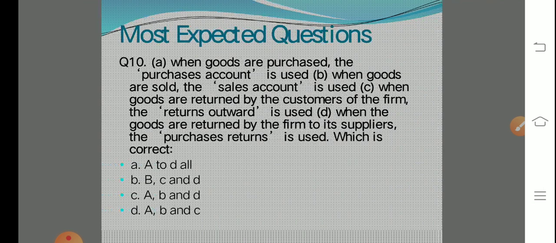Question number 10. So in this we have to see what is the correct statement. Our statements are A. When goods are purchased, the purchase account is used. B. When goods are sold, the sales account is used. C. When goods are returned by the customers of the firm, the returns outward is used. D. When the goods are returned by the firm to its suppliers, the purchase returns is used. Which is correct? So we have to see which option is correct. So let's see what is the correct answer, and the correct answer is C. A, B and D are the correct statements.